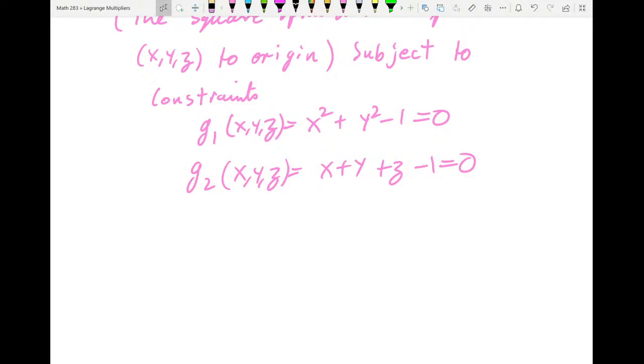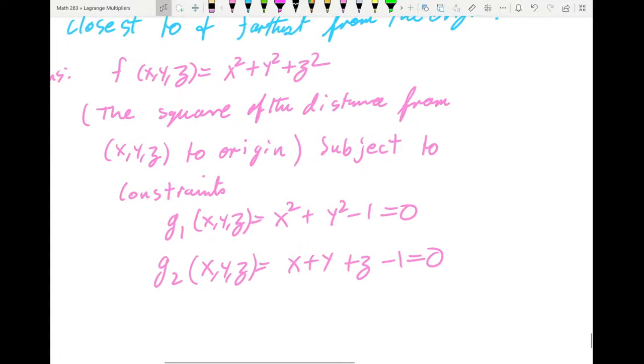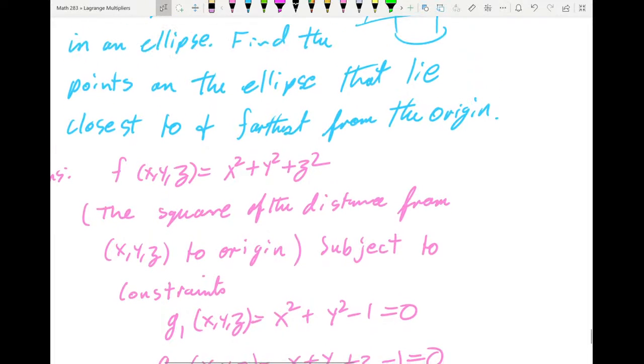x squared plus y squared plus z squared, is that something that we would come up with, or is that given? No, I'll give you that in this case. Is that the cylinder? Well, yeah, that's the cylinder in the third dimension.